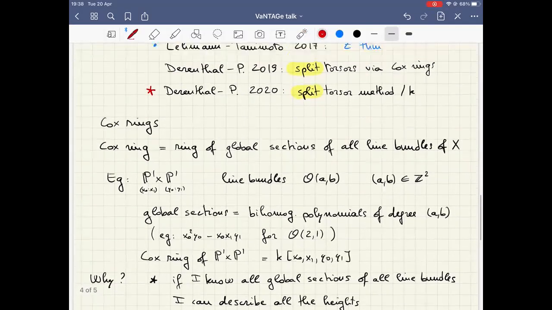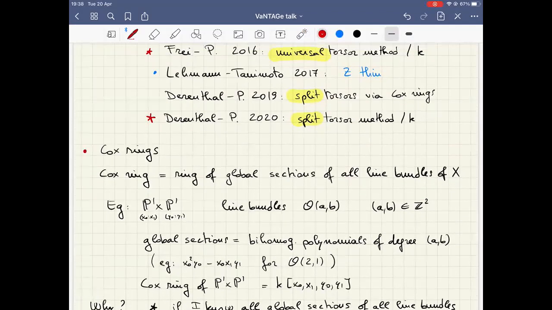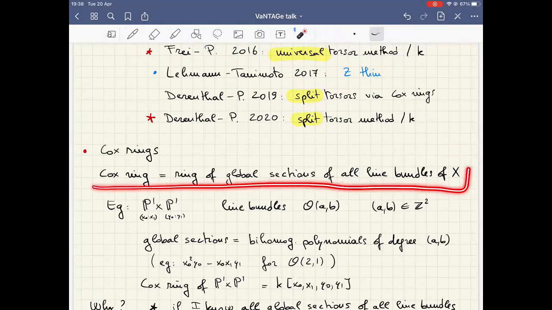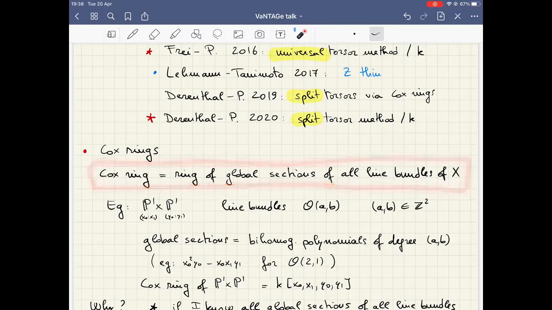And the next topic is Cox rings, because I want to tell you at least what this split torsor method is. And so I'm going to try to connect with what we have said before about heights. Heights are defined by line bundles and their global sections. And Cox rings, very loosely speaking, can be thought of as the ring of global sections of all line bundles of the variety. So a Cox ring is a ring attached to a given variety, and it really contains all sections of all line bundles, meaning choices for each isomorphism class.